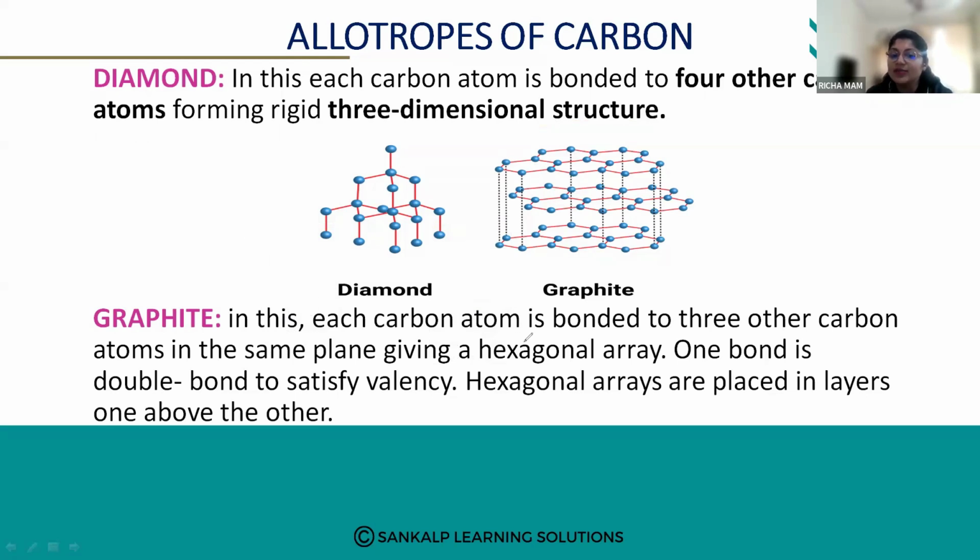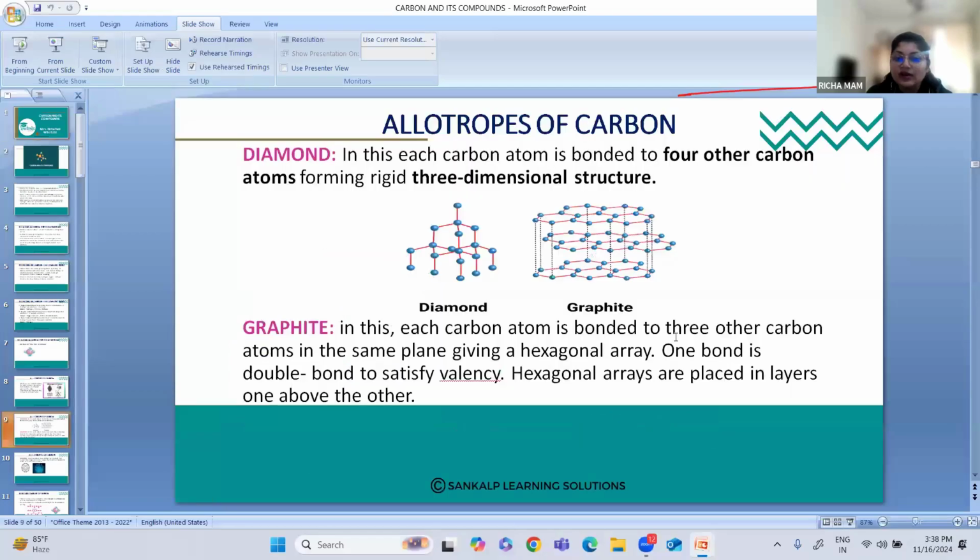Next is graphite. Let us see about graphite now. In graphite, each carbon atom is bonded to 3 other carbon atoms. Here in diamond it was bonded to 4 carbon atoms, but in graphite it is bonded to 3 other carbon atoms.